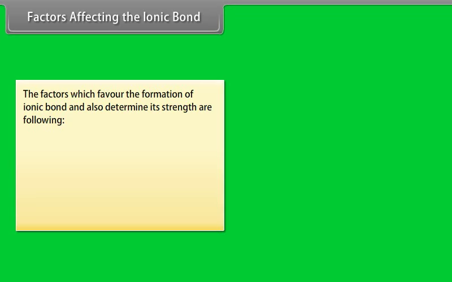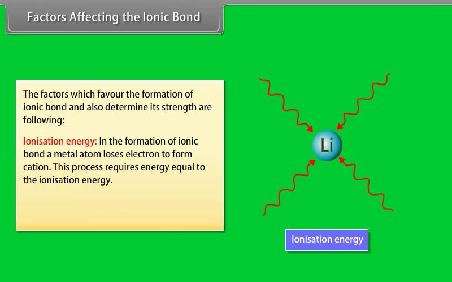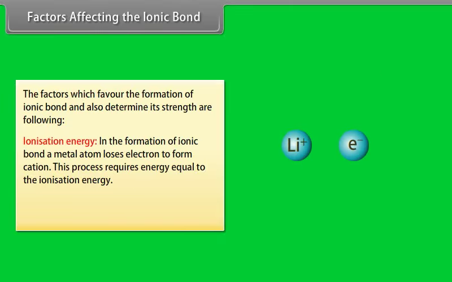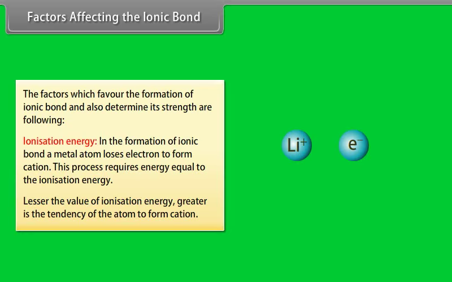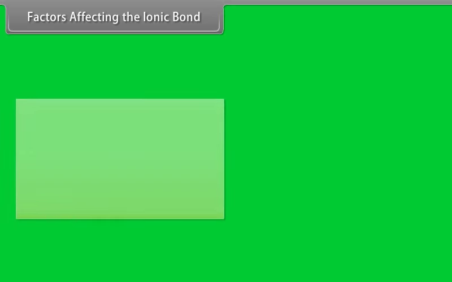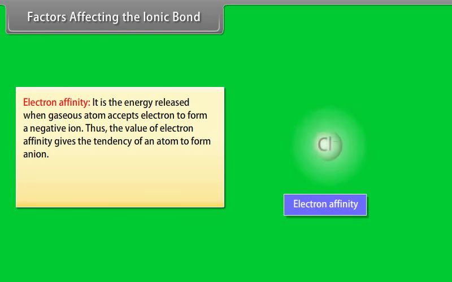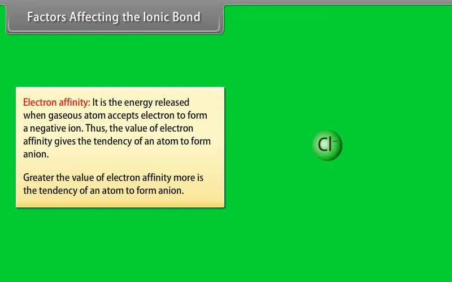Factors affecting the ionic bond. The factors which favor the formation of ionic bond and also determine its strength are the following. Ionization energy. In the formation of ionic bond, a metal atom loses an electron to form a cation. This process requires energy equal to the ionization energy. The lesser the value of ionization energy, the greater is the tendency of the atom to form a cation. Electron affinity. It is the energy released when a gaseous atom accepts an electron to form a negative ion. Thus, the value of electron affinity gives the tendency of an atom to form an ion. The greater the value of electron affinity, the more is the tendency of an atom to form an ion.